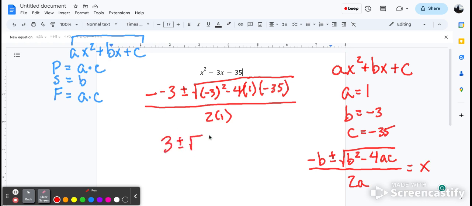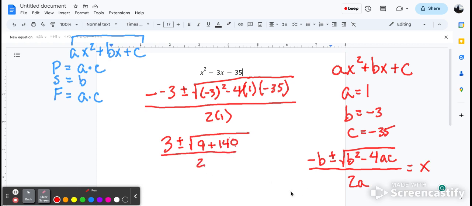Plus or minus. I go inside the radical, and then I'm going to use my calculator to do this. So I know that -3 squared is going to be -3 times -3. So that's +9. And then I have -4 times 1 times -35. So I plug that in my calculator, -4 times 1 times -35, and that comes out to be plus 149, or 140, excuse me. All right. And then on the bottom, I just have 2.